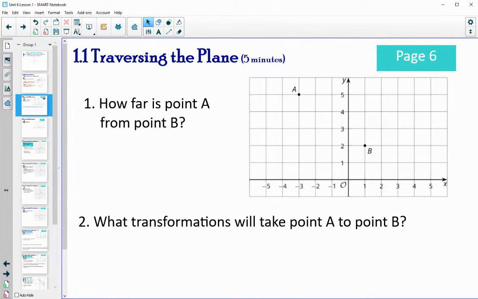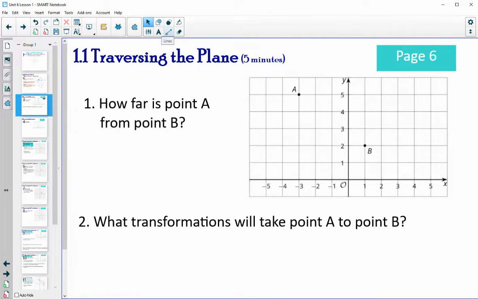So let's take a look at activity 1 on page 6. See if you can determine how far A is from B. So how far is point A from point B? Pause the video. See if you can come up with some strategies to do that, then come back.